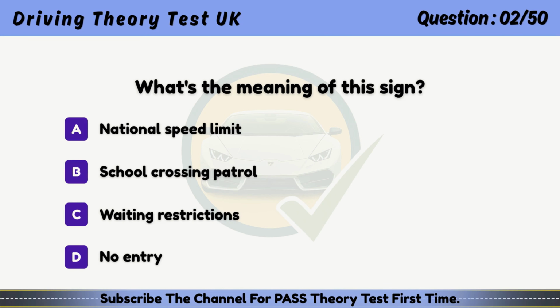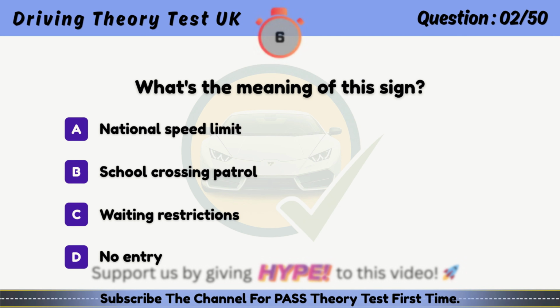Question 2. What's the meaning of this sign? Option A. National speed limit. B. School crossing patrol. C. Waiting restrictions. D. No entry.